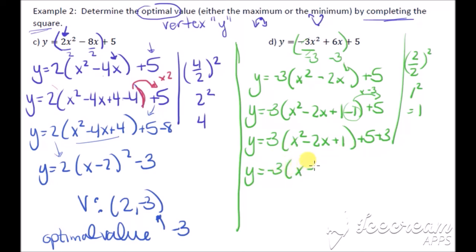Factor the perfect square trinomial and add these two. So our vertex is 1, 8. So our optimal value is 1.